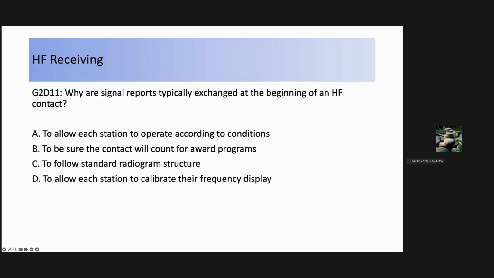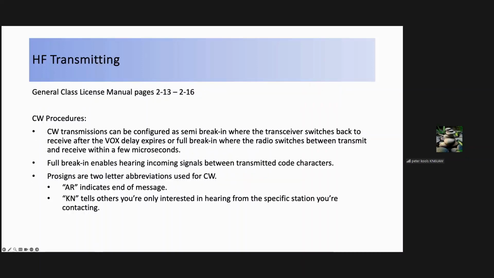Why are signal reports typically exchanged at the beginning of an HF contact? This is to allow each station to operate according to conditions. So then let's talk about transmitting. Like I said, the receiving stuff skims the surface in this section of the questions. We're going to talk mostly about CW procedures, and then we'll talk about some Q signs.